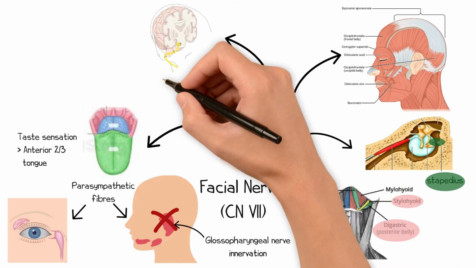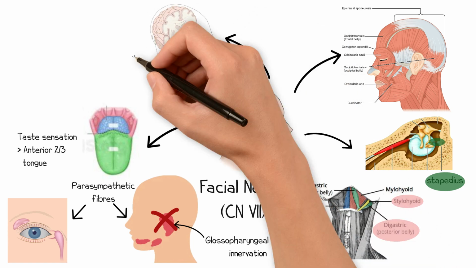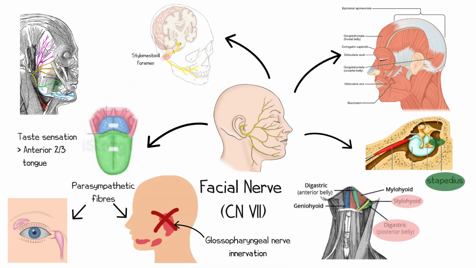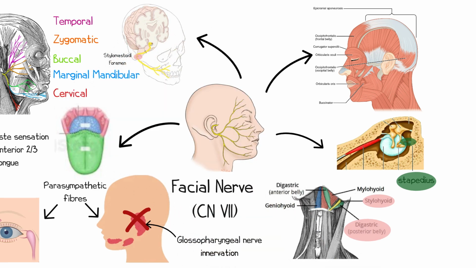After exiting the skull through the stylomastoid foramen, the facial nerve enters the parotid gland and divides into 5 main branches: the temporal, zygomatic, buccal, marginal mandibular, and cervical, each responsible for innervating different muscles of facial expression.